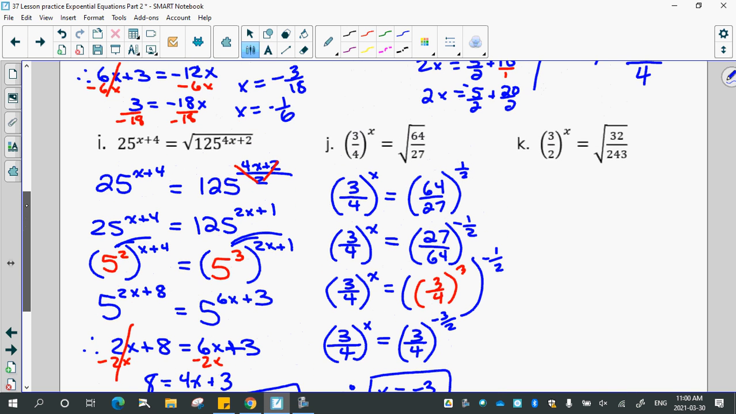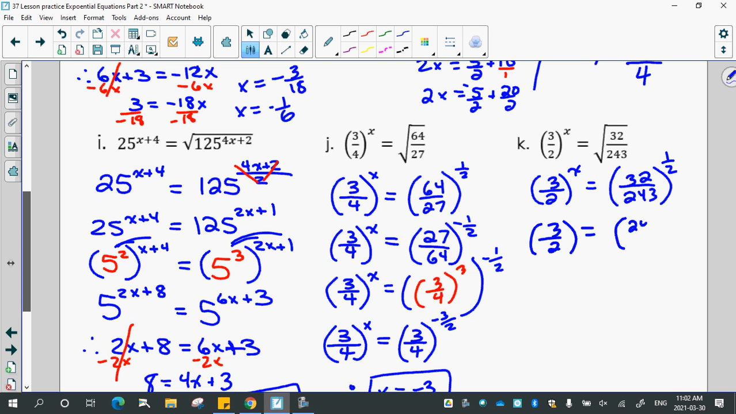Okay, and our last one. All right, I'll let you guys try that one. Okay, so everyone's first step was rewriting this side in brackets to the exponent of 1/2. Okay, and then looking to see whether the 3 and 32 went together or the 3 and 243 went together. So we had to flip the second one. And make the exponent negative.